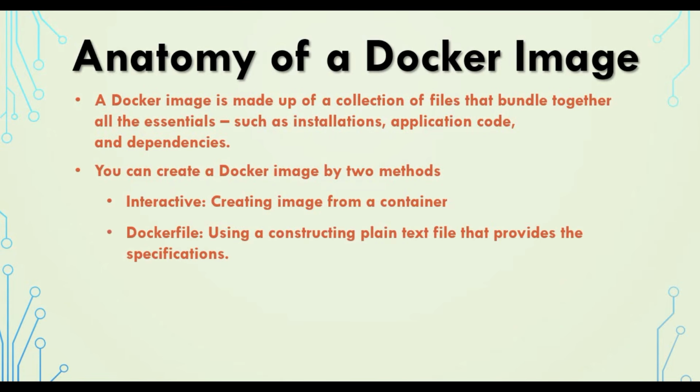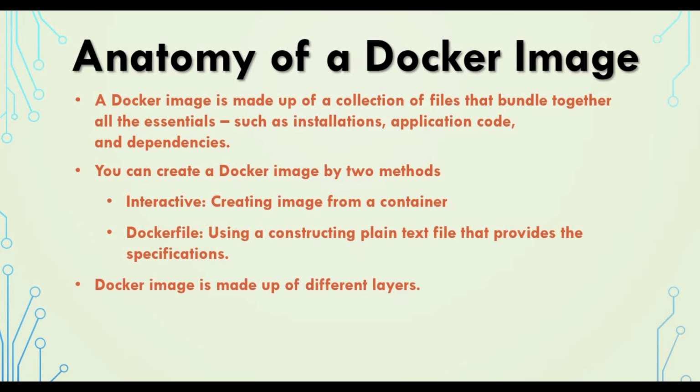The other, normal way of creating a Docker image is using a Dockerfile. A Dockerfile is a plain text file that provides the specifications. You use a file where you define the details of what the Docker image should look like, and using that Dockerfile you will create a Docker image. That is the normal way of doing it, where you have a defined set of instructions for creating a Docker image in the Dockerfile.